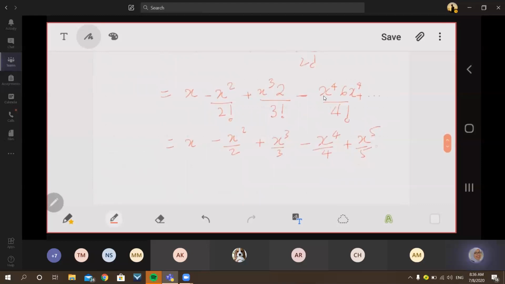Right? So the general term is minus 1 to the power of n plus 1, x to the power of n on n. Okay. How do you get this thing?